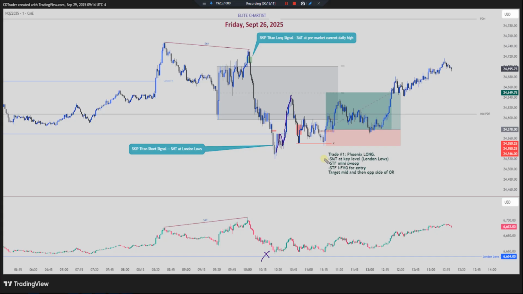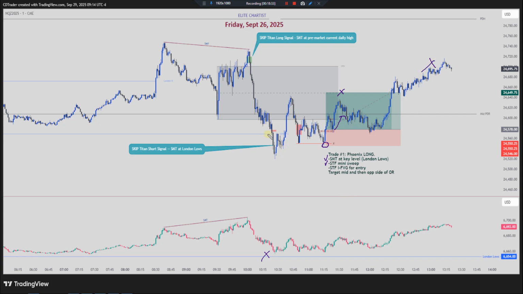This is the checklist. SMT, got it. I want to see the mini sweep. What mini sweep happened here? It didn't. So we may have to give it a little bit more time, and some sort of mini sweep has to happen, so it doesn't happen till here. And then got your inversion, and we take it back to the middle and to the other side.